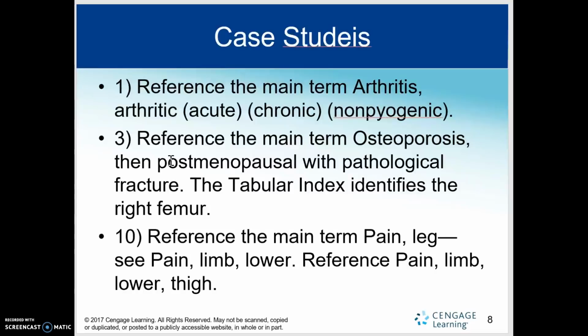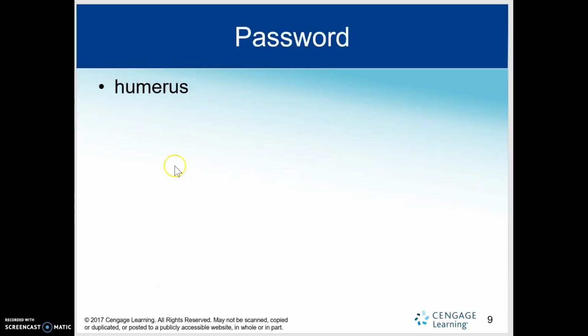So we have to go to pain, leg. It tells us to see pain, limb, lower, and then it gives you your code. So you're going to reference the term pain, and then limb, and then lower, and it's going to give you the code. All right, your password for this chapter is going to be humerus. So your password for chapter 18 is humerus.